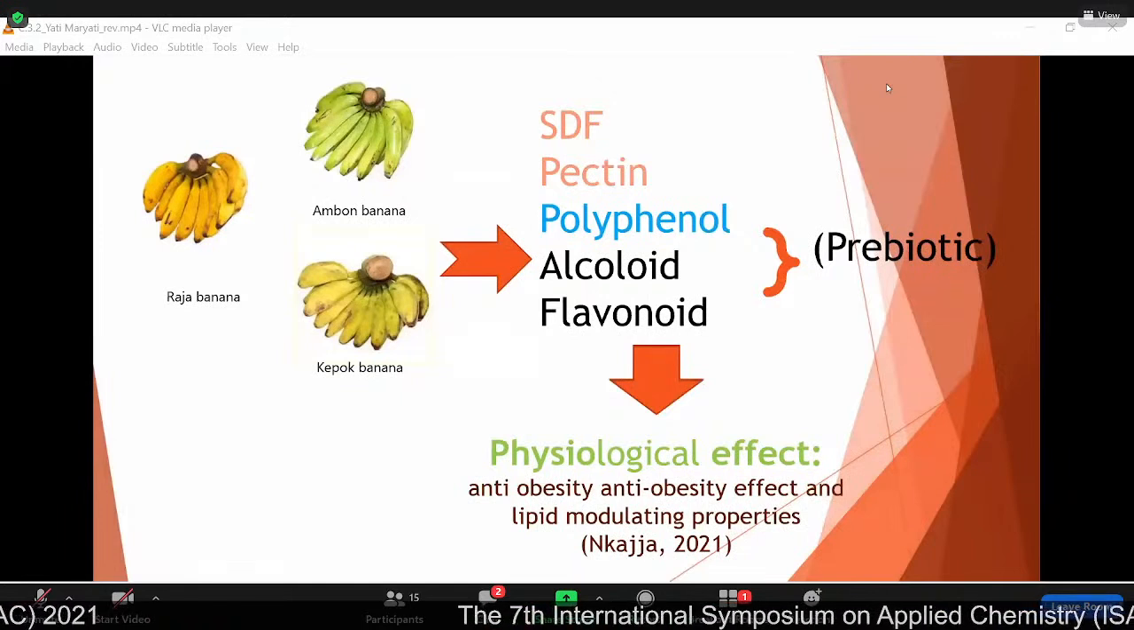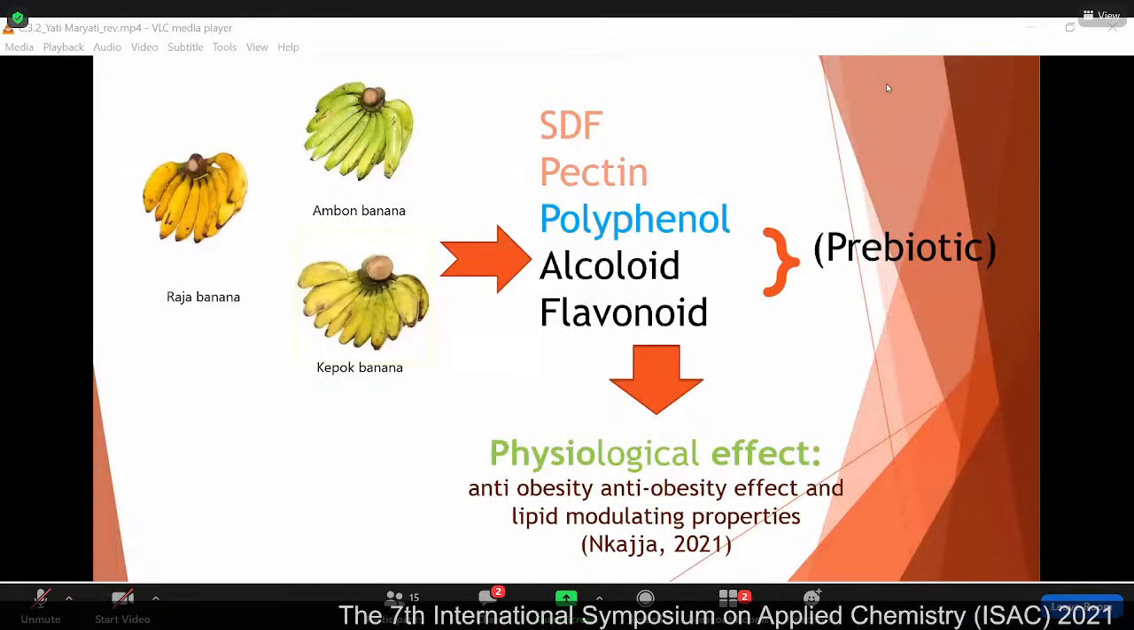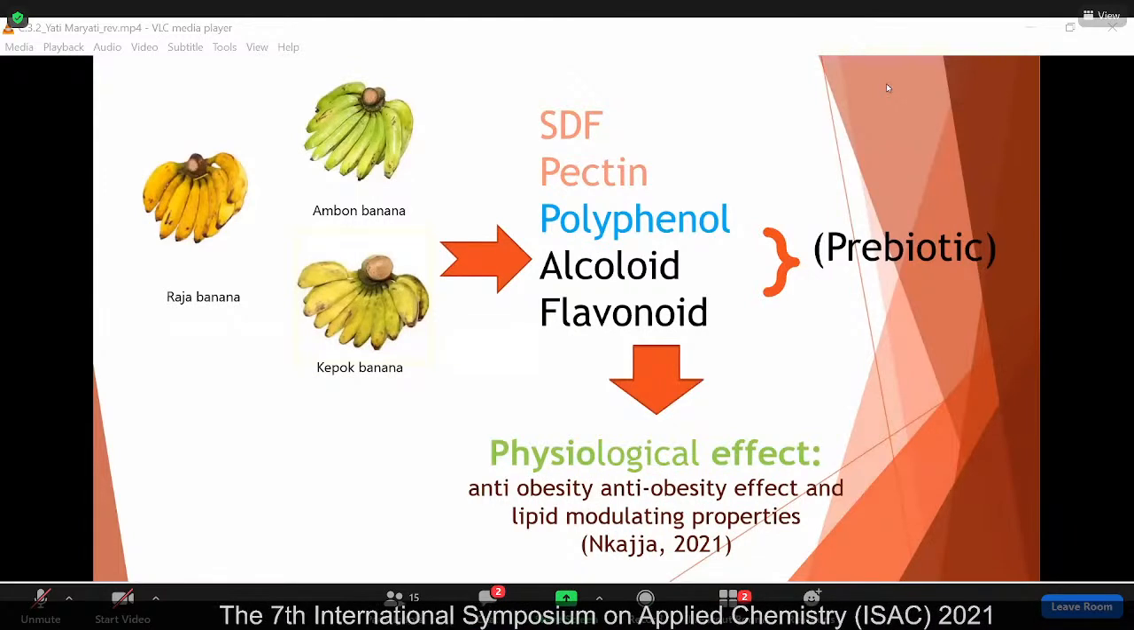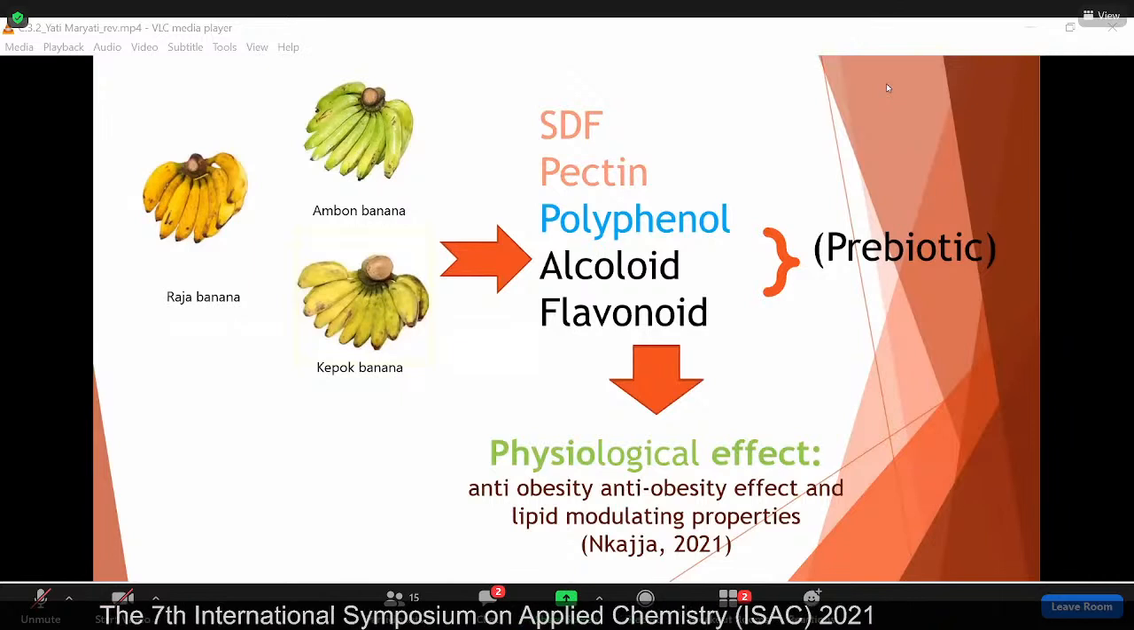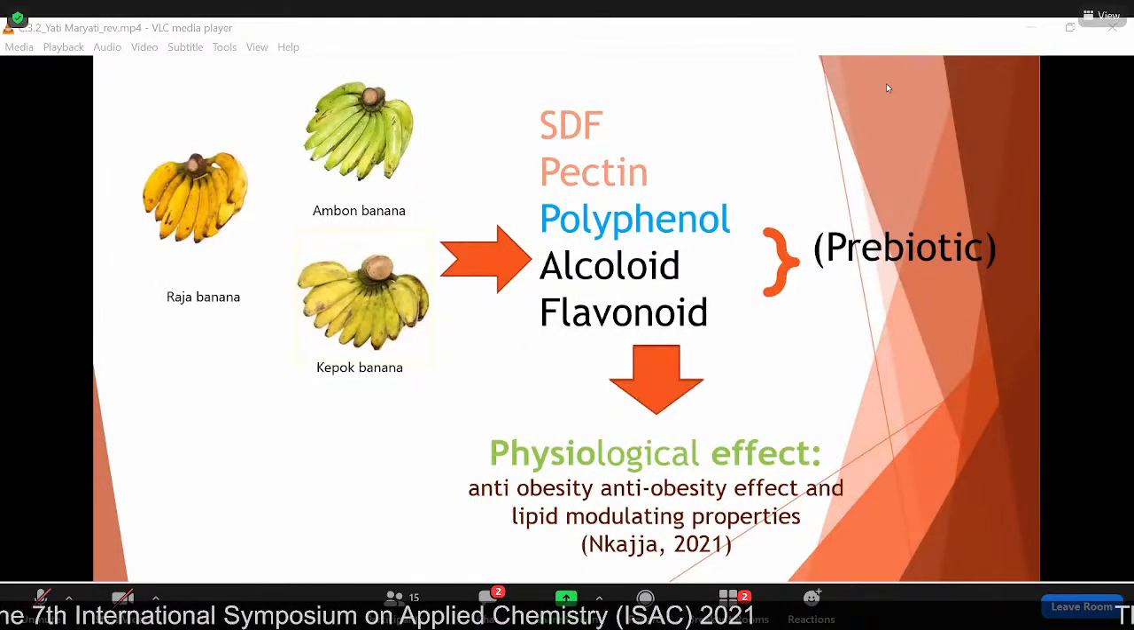In this study, we utilize existing natural resources, namely bananas. Bananas are fruits that contain bioactive compounds that can be beneficial to health, such as soluble dietary fiber, pectin, polyphenol, alkaloid, and flavonoid as antioxidant. These bioactive compounds have physiological effects such as anti-obesity and lipid modulating properties. Here, the pectin composition has been recommended for lowering lipid.